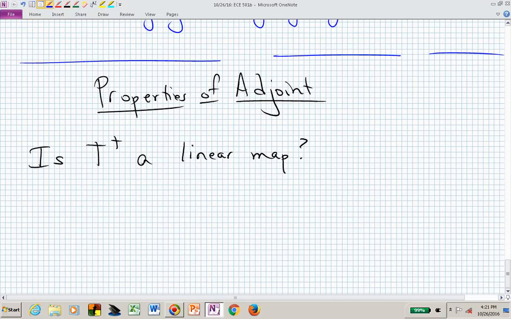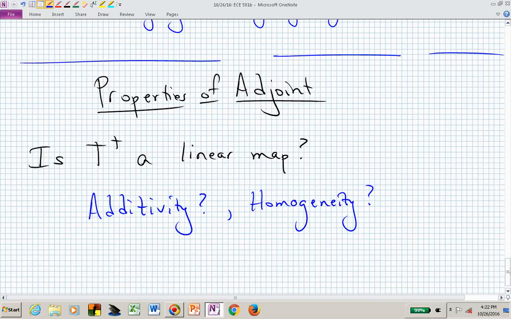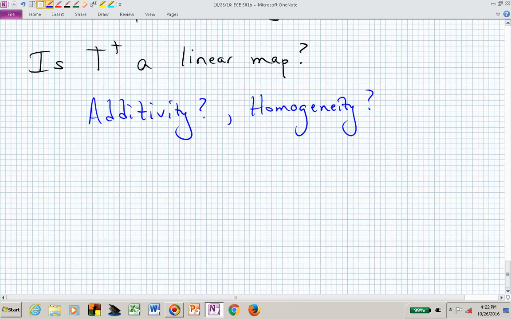And one way to answer that is to really ask two separate questions. What two properties does a linear map have to satisfy? Additivity. And now that you've stated that one, you should automatically know what the next one is. Homogeneity. So let's see what it does with additivity.